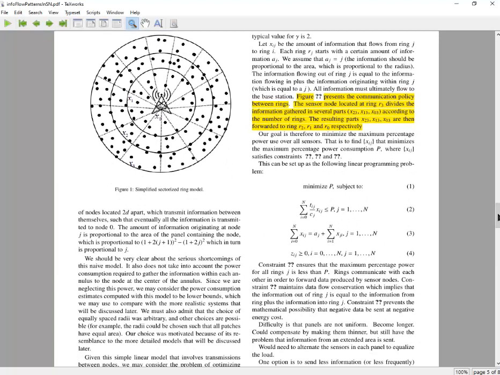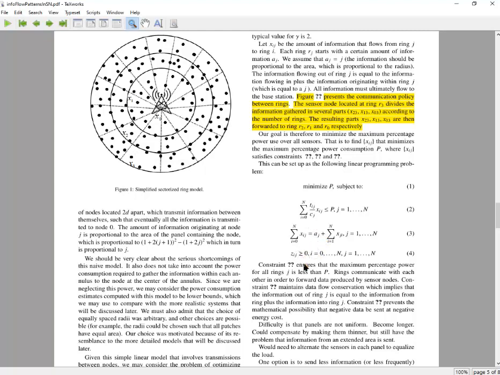I changed the rings to be R. I changed the unknowns to be X. I changed the power transmission matrix to be T. And I changed the power capacity to be C. The information in each ring is A. So I did not include compression yet, but I will put that in later.